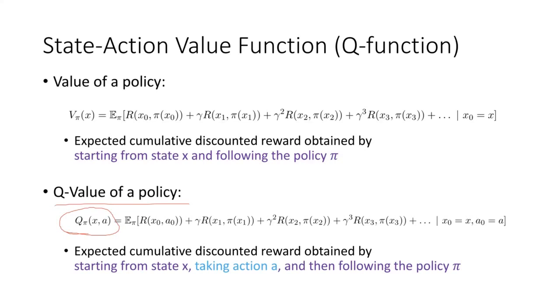So there's a slight difference. Expected cumulative discounted reward obtained by starting from the state X and taking an action A that need not be the optimal action. So think about you are in the state X, you take an arbitrary action A, but then onwards you are going to follow the policy pi. What is the value that you are going to get? That value is going to be called Q value.